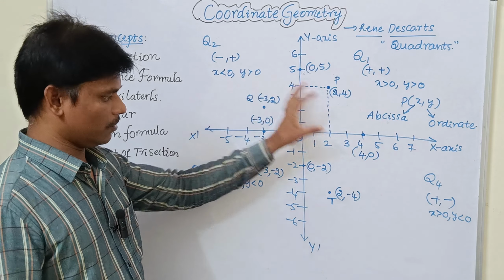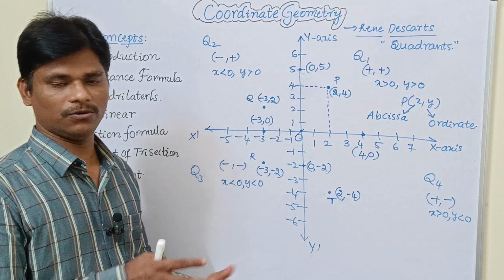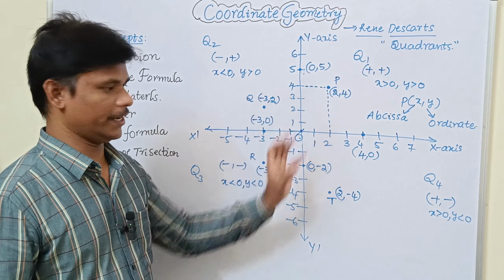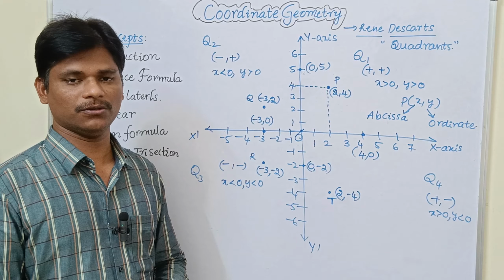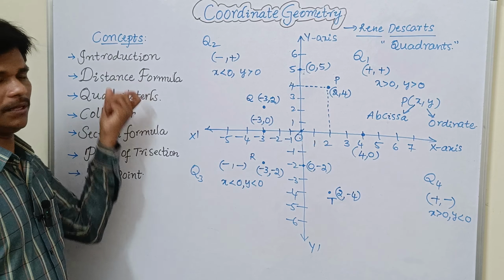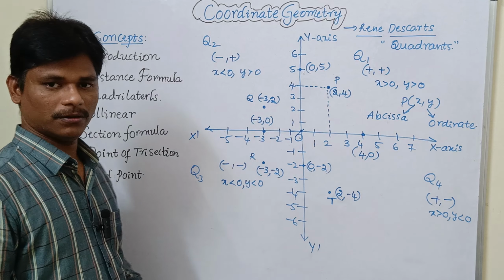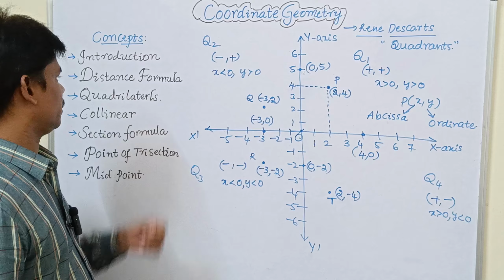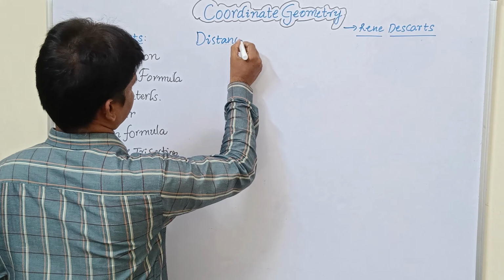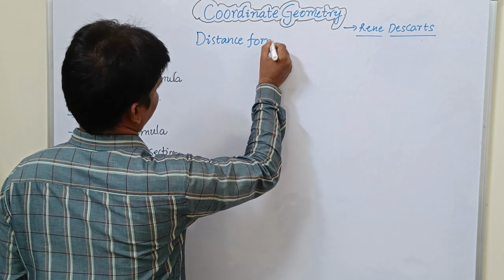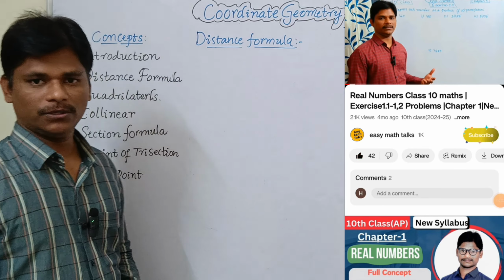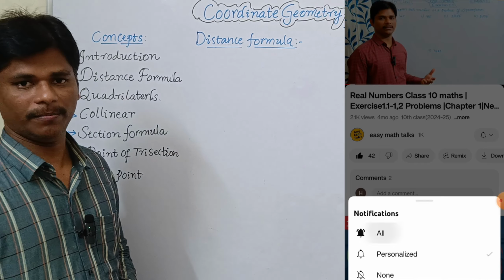So we know that we have located some points. We have to find out the distance between any 2 points from any quadrants. So how to find out those distances? Okay, we will derive the distance formula. How to derive the distance formula on the Cartesian plane?